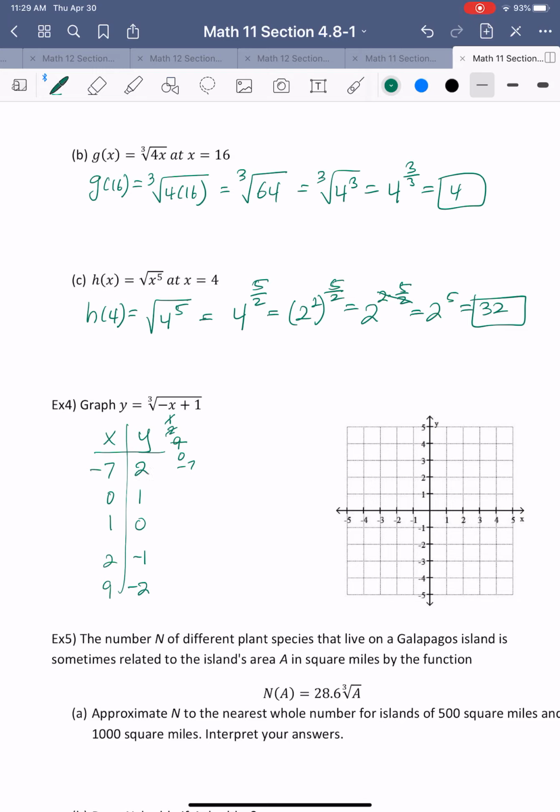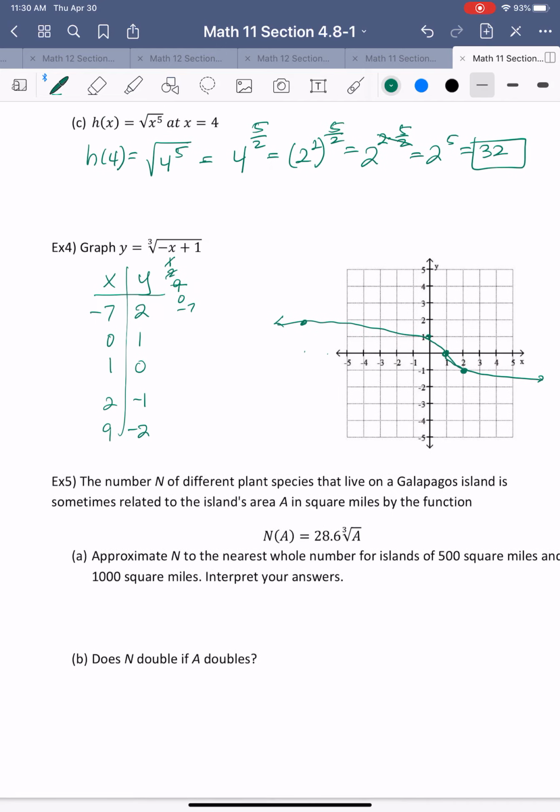So you can just plug them in. So -7 and 2, so 5 and 6, maybe about here. So 2 up here. And then 0, 1, 1, 0, and then 2, -1, and then 9. So yeah, the graph is going to be this, adding to that, and then all the way to right here.